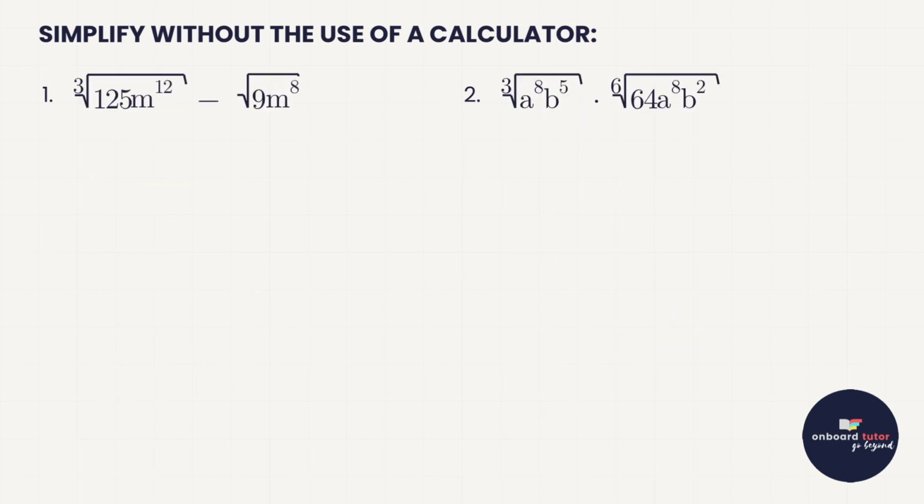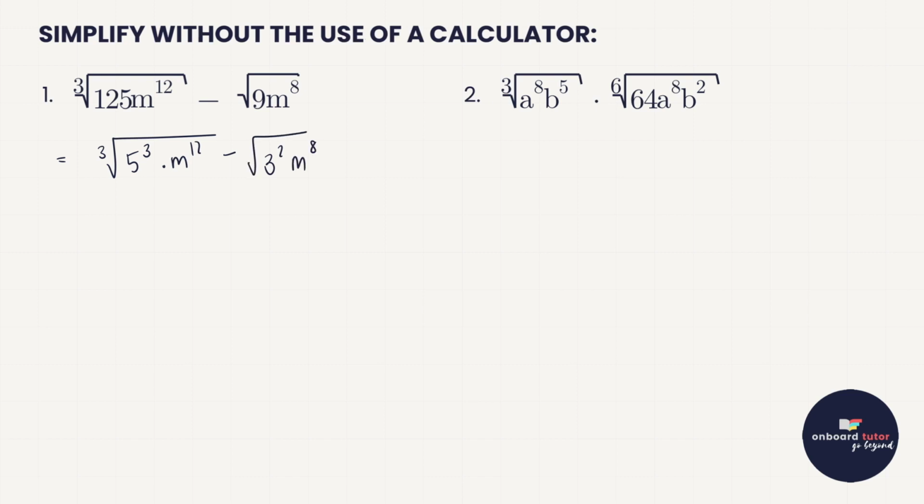Now let's tackle some grade 11 questions, and these are dealing with surds. Okay, the first step is going to be very similar. We are going to find our prime bases. 125 can be rewritten as 5 to the power of 3, m to the 12, and that's all in a cube root, minus 9, we can rewrite that as 3 squared, m to the power of 8.